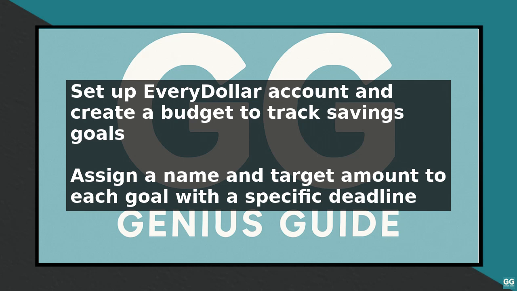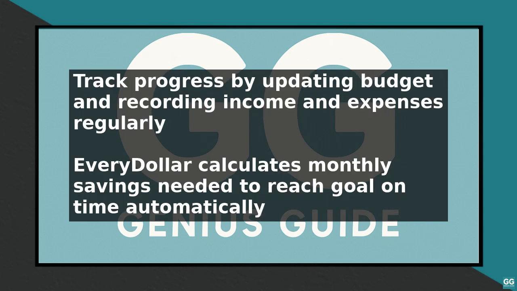Begin by assigning a name to your goal and setting a target amount. Then choose a deadline for reaching your goal. EveryDollar allows you to set a specific date or a time frame, such as a number of months or years.